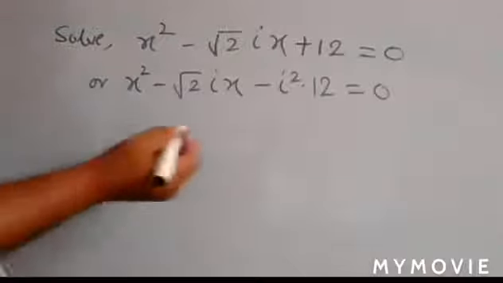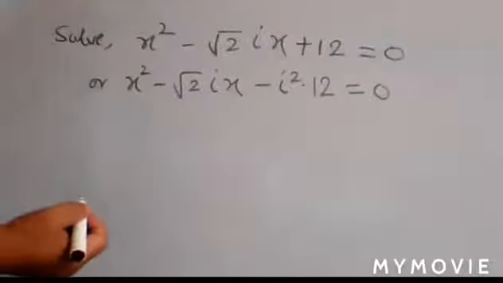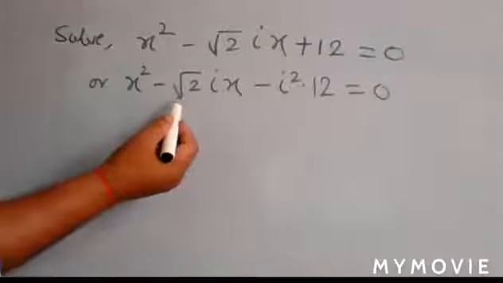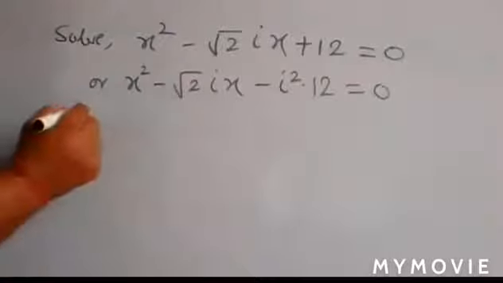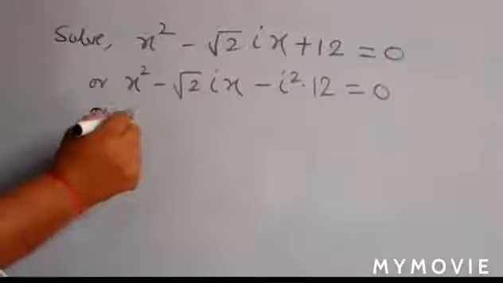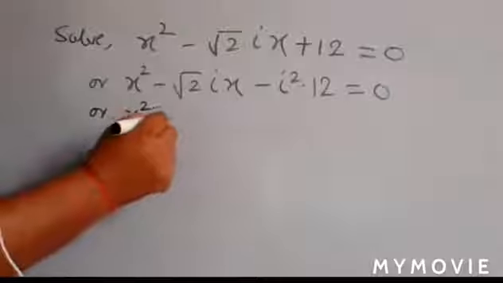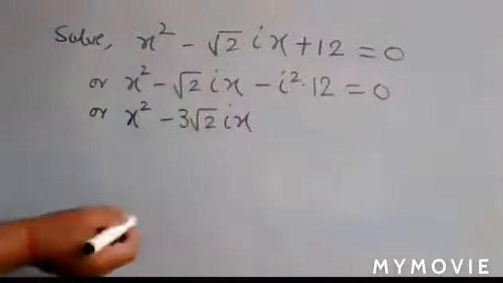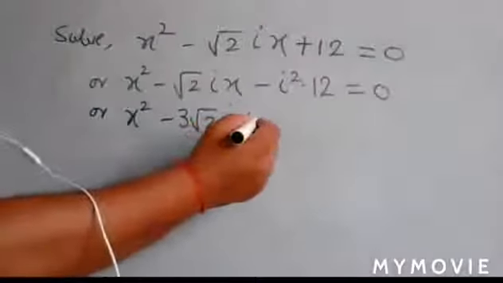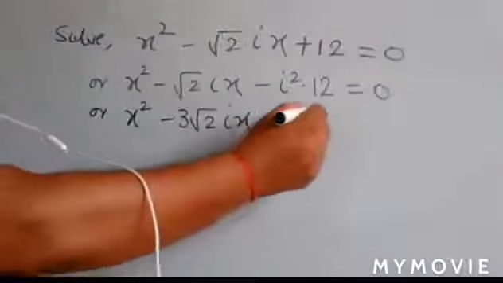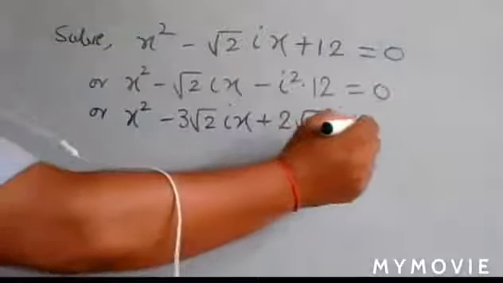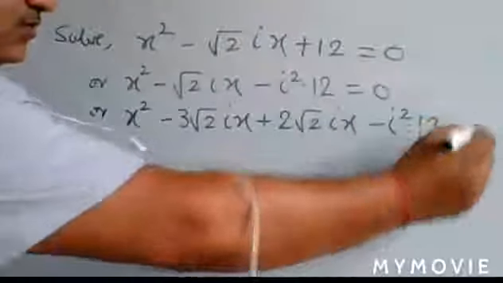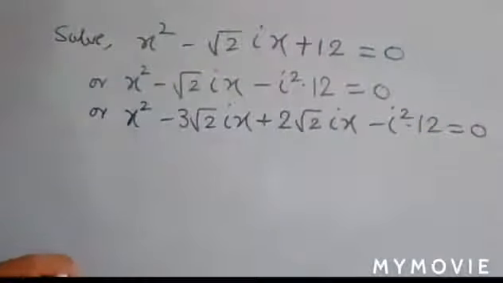So actually, 3 4s are 12. 3 into 4 is 12. But here you require root 2 times ix. So in this way you have to take x square minus 3 root 2 ix plus 2 root 2 into ix minus i square into 12, that is equal to 0. You write in this way.